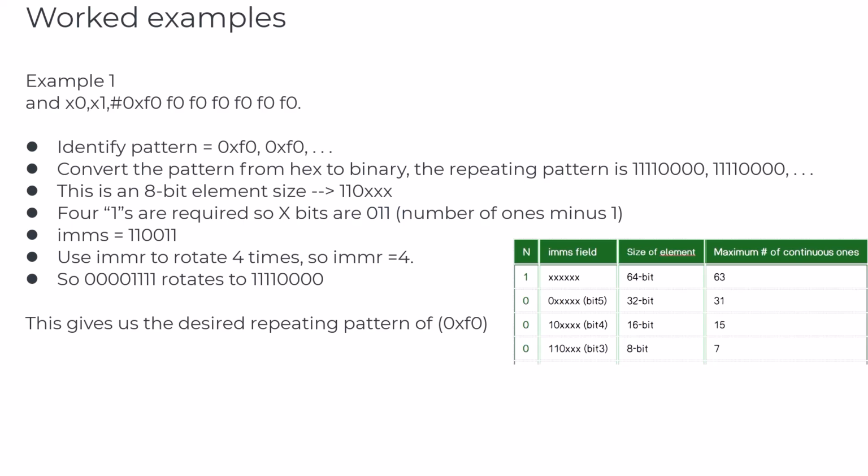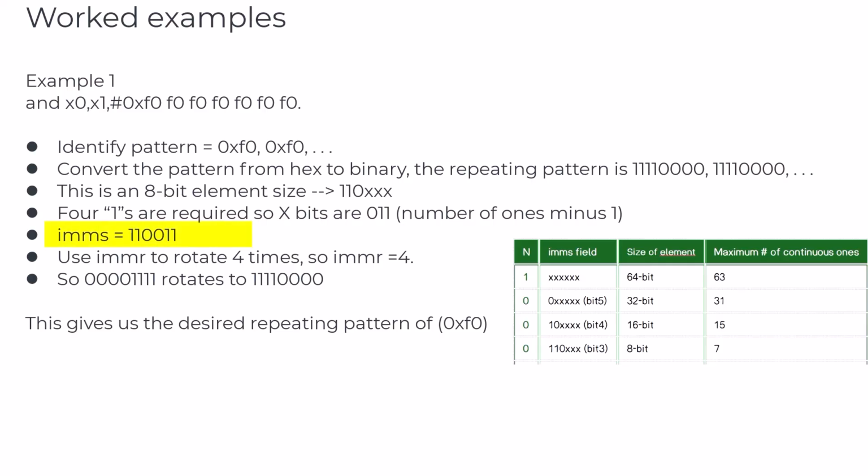Then we look at the lower 3 bits, and these lower 3 bits represent the number of ones that are required less 1. So this is 4 minus 1, the value 3 in decimal, or 011 in binary. So the IMMS field will be 110011.